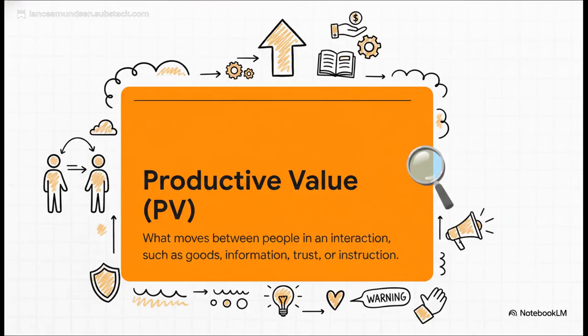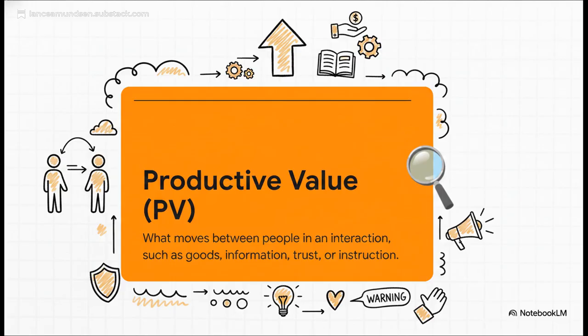Okay, to really dive in, we need to nail down two foundational concepts. The first one is productive value, or PV. Think of this as the transaction itself. It's the actual transfer that happens between agents during an interaction. It's literally what moves between people.